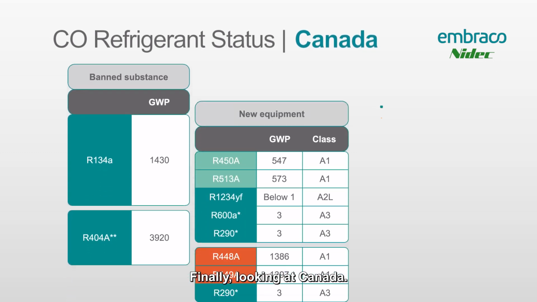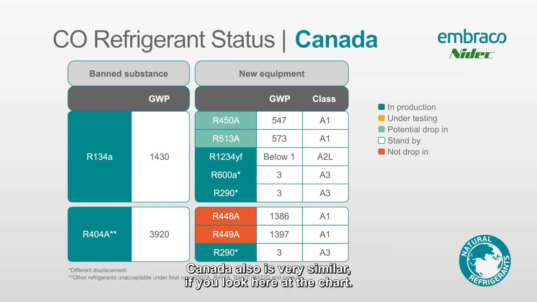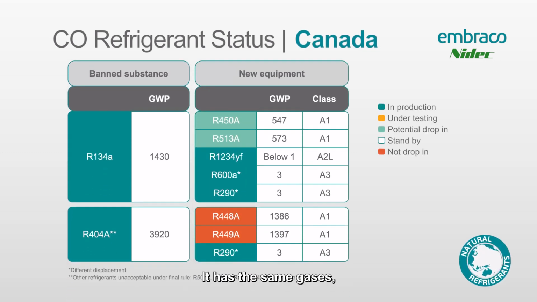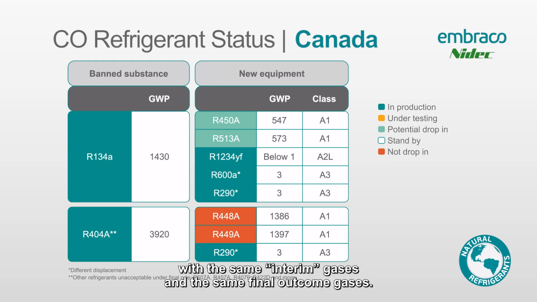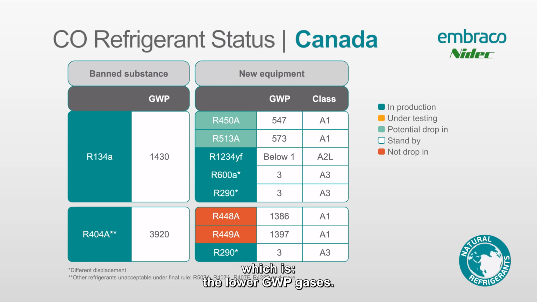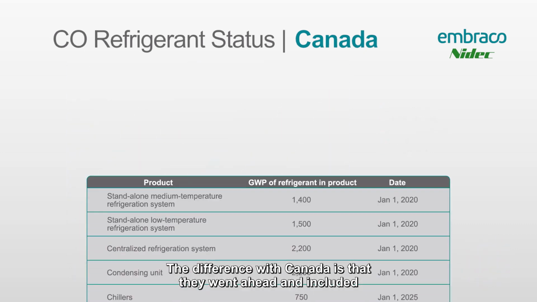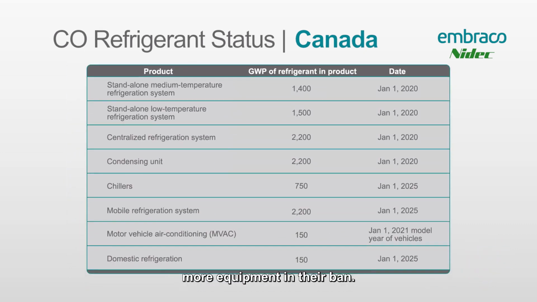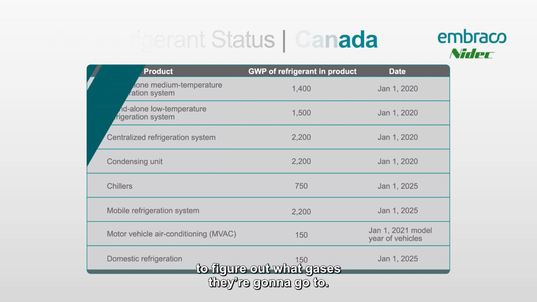Finally, looking at Canada. Canada also is very similar if you look here at the chart. It has the same gases with the same interim gases and the same final outcome gases. Everything's very similar and we're moving in the same direction, which is the lower GWP gases. The difference with Canada is they went ahead and included more equipment in their ban. So looking at the equipment chart here, you can see things like chillers and domestic refrigeration equipment is also included, and the date is a little bit further out. So for some of that equipment, it gives a bit more time for the manufacturers to figure out what gas they're going to go to.